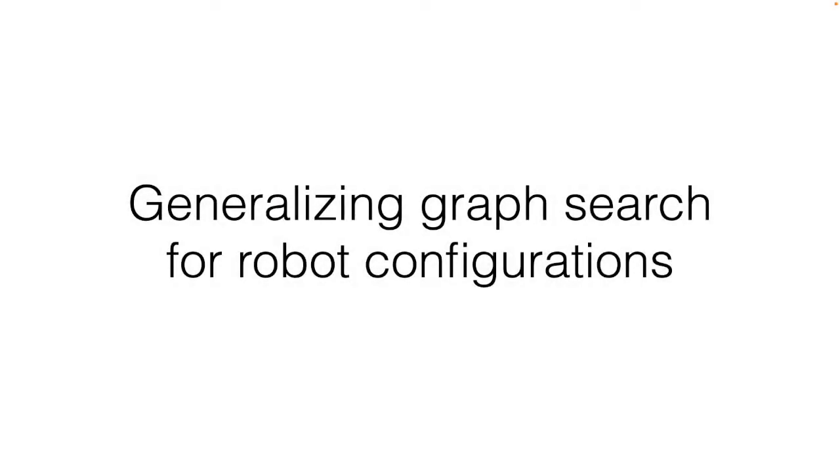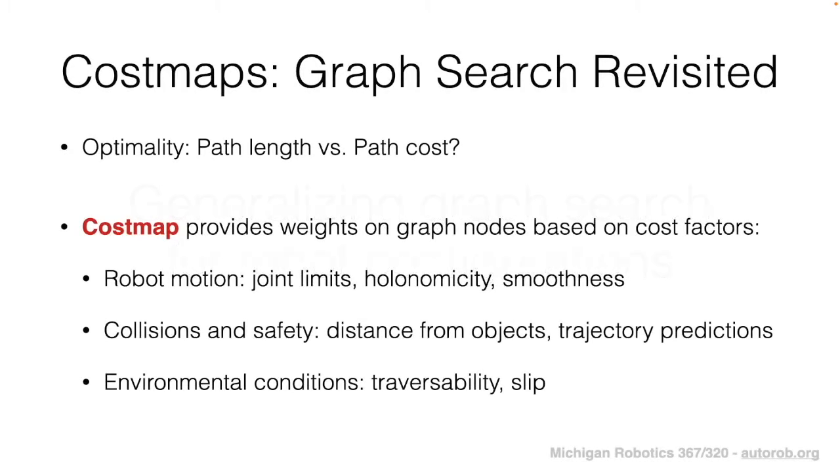So let's now generalize the concept of graph search that we had talked about earlier in this semester to this format of robot configurations that we've looked at today. And the one approach that we can take, and the approach that we're going to talk about, is using Costmaps. A Costmap is going to provide a weight on graph nodes within configuration space, where the weight is based on a set of factors.